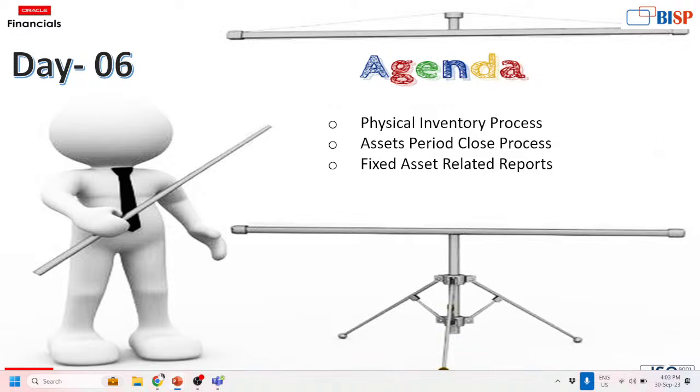So the physical inventory process is the first agenda of today's webinar. Then we will go with the period closure process, and we will understand the period closure process in fixed assets. Then we will view the related reports, the fixed assets reports, various reports, transactional as well as mass copying reports and reconciliation reports. The seeded reports which Oracle provides, we will view those. So moving to the next slide.